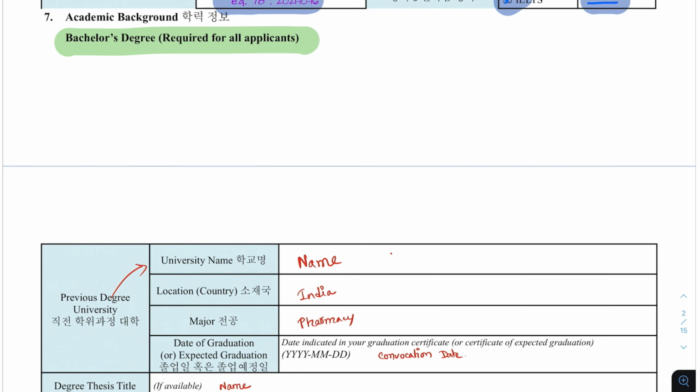Then academic background, number 7. Here you have to write the bachelor degree, the name of your university, the location, which country, and what was the major.